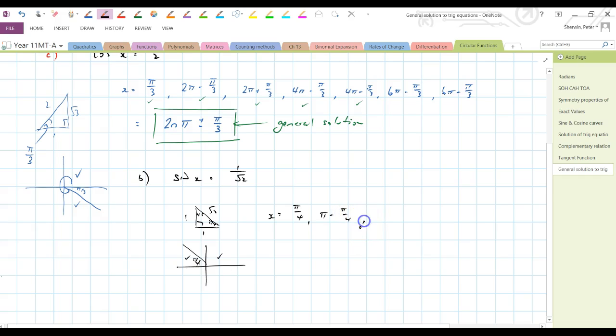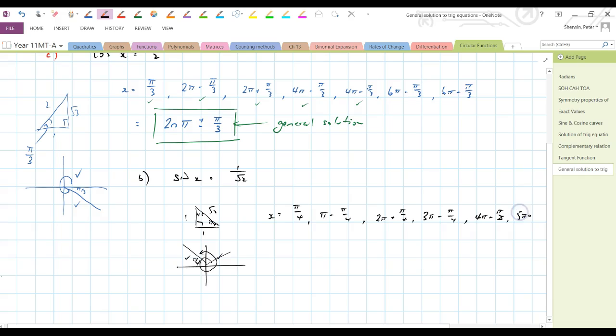And that's nice, but now we're going to go around and pick up pi on 4 in the second lap. So that's 2 pi plus pi on 4. And now we're here, which is now 3 pi minus pi on 4. Then we go around again and we get 4 pi plus pi on 4.